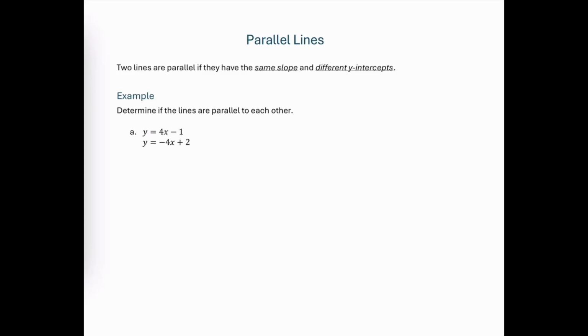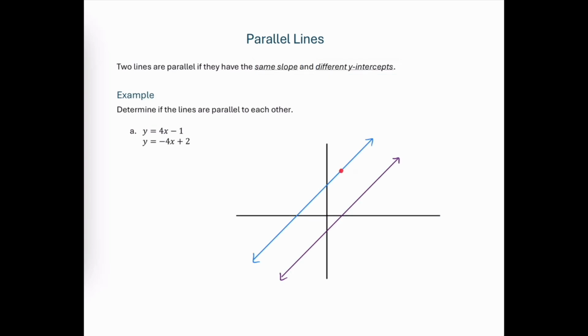Two lines are said to be parallel if they have the same slope but different y-intercepts. That is to say that they would need to be rising and running at the same rate, which would make the slopes the same, but they would need to intersect the y-axis at different places, because if they had the same y-intercept and the same slope, they would be considered the same line, which are coinciding lines. Parallel lines do need to be different lines.